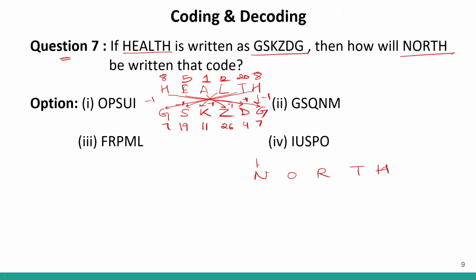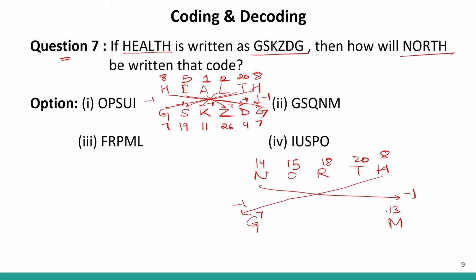And if I give them forward rank, it will be 14, 15, 18, 20 and 8. Now if I go -1 from H, I'll get G, which is 7. If I go -1 from N, I'll get 13, which is M. Similarly, from T, if I go -1, I'll get 19. At 19, we have S. Correct? And from O, if I go -1, how much will I get? I will get 14, which is N. And the only letter remaining is R. So if I go -1 from R, I will get 17, which is Q.